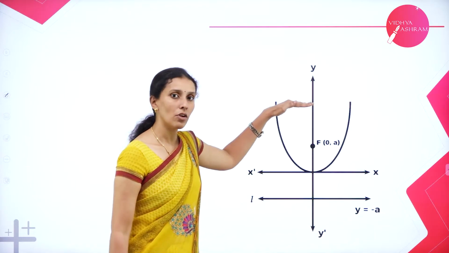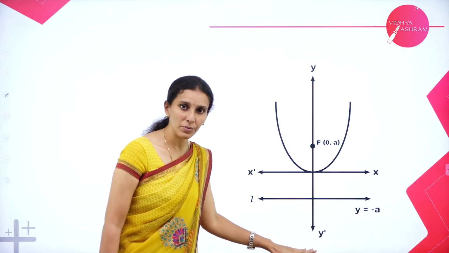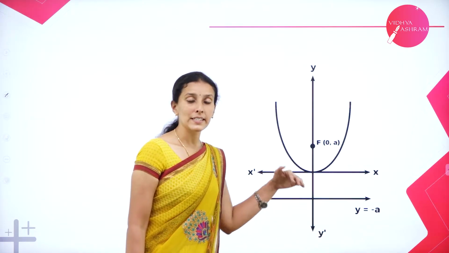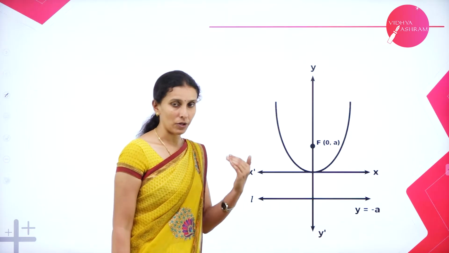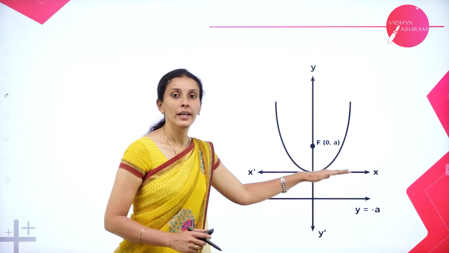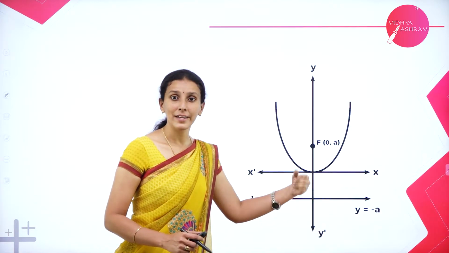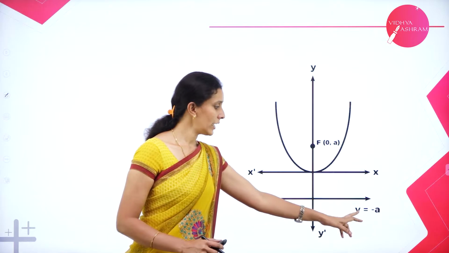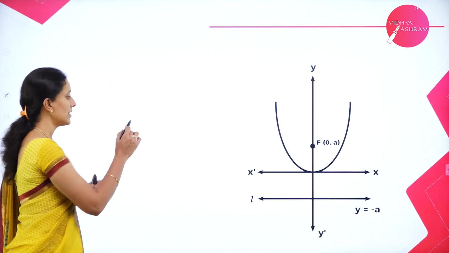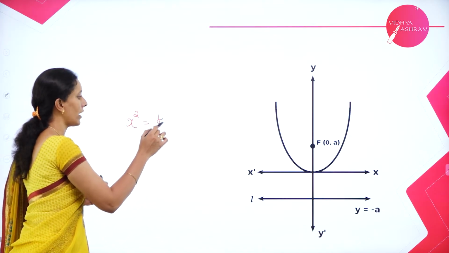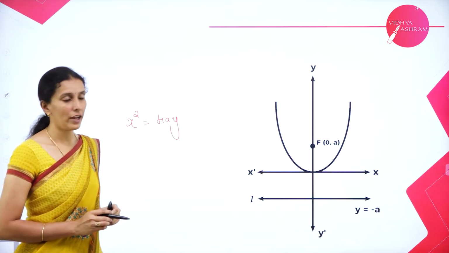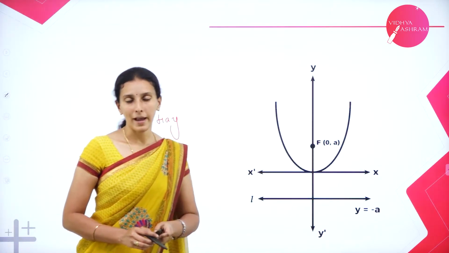If the focus is on the positive y-axis, directrix must be on the negative side, but the equation changes from x is equal to a or minus a to y is equal to minus a, because the general equation of any line parallel to x-axis will always be in the form of y is equal to some constant. So here it is y is equal to minus a. So here the general equation is x square is equal to 4ay. Here 4ay is a positive quantity, so therefore it is an upward parabola.